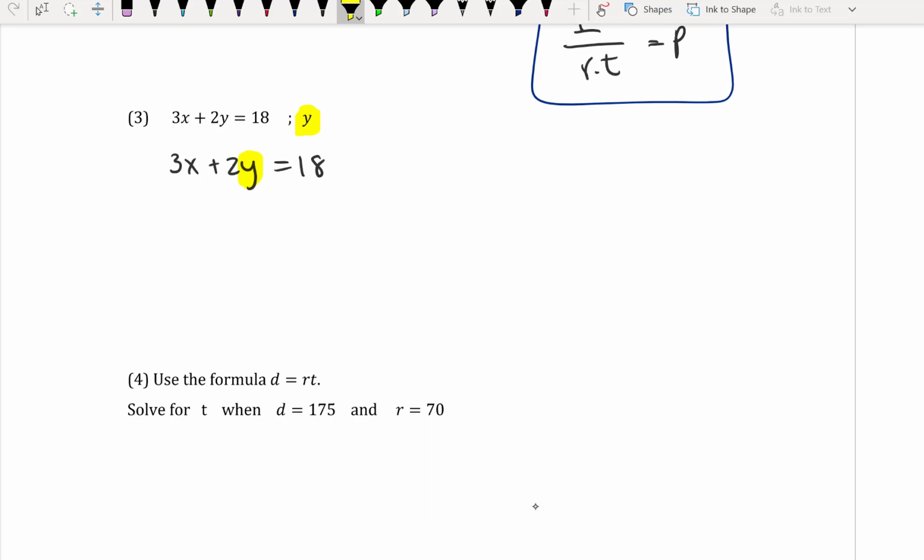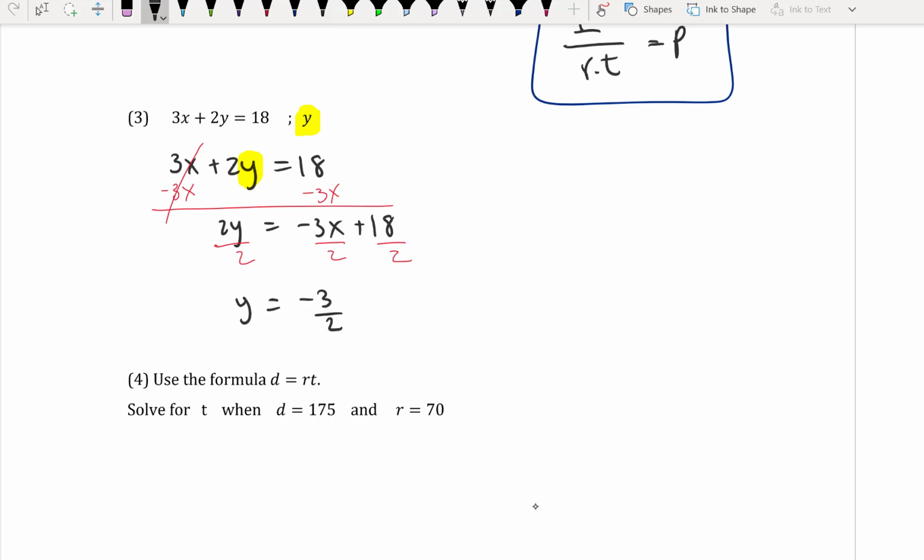Well, you want to do the thing that's farthest away. So you want to subtract the 3x so that it can cancel out, since you have a positive 3x and a negative 3x. So that 2y is equal to a negative 3x plus 18. From here, I want to divide by 2 on each side, so that y is equal to a negative 3/2 x plus 9.